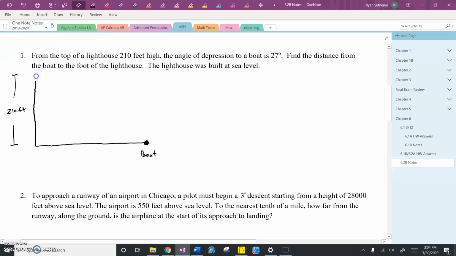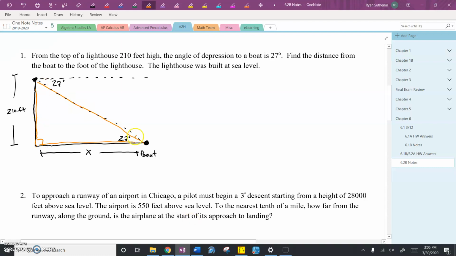And so we know from the top of the lighthouse, our angle of depression, so if I draw my horizontal, the angle of depression is 27 degrees. And we want to know the distance from the boat to the foot of the lighthouse. So we'll mark that with x. And so now we could label the angle at the boat and the ground, that is 27 degrees. And now we can focus in on this right triangle.